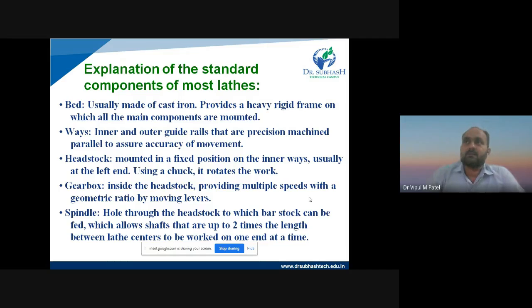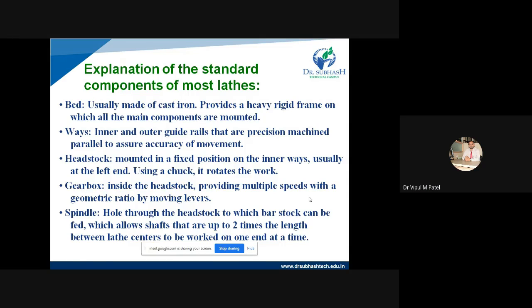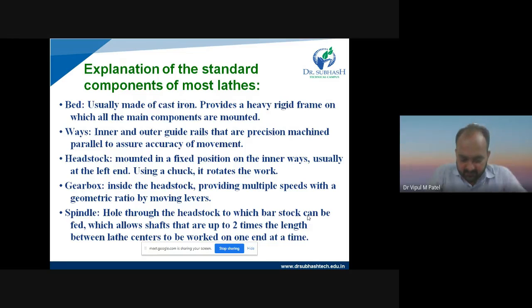Then we are using some gear mechanism to rotate the spindle, or to rotate the chuck, we can say, and with the use of that we can easily rotate the work. It is known as a headstock. Gearbox: inside the headstock, providing multiple speeds with a geometric ratio by moving the levers.